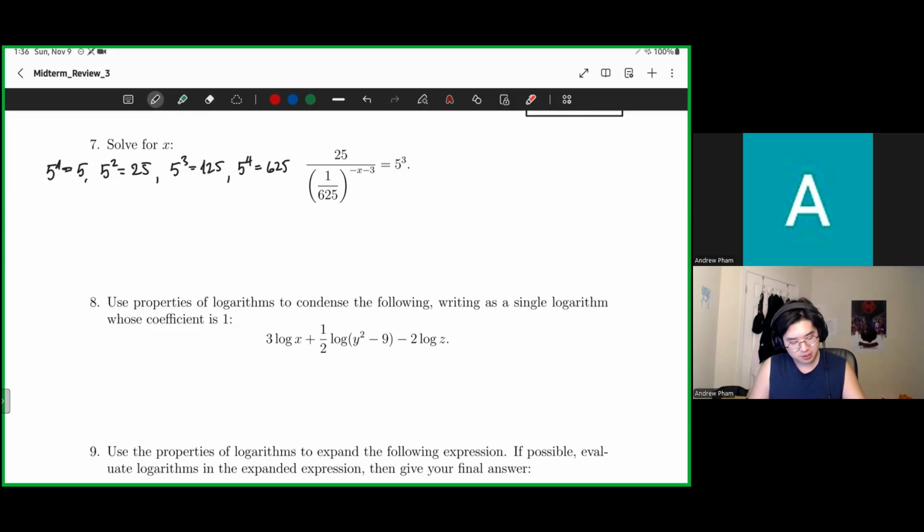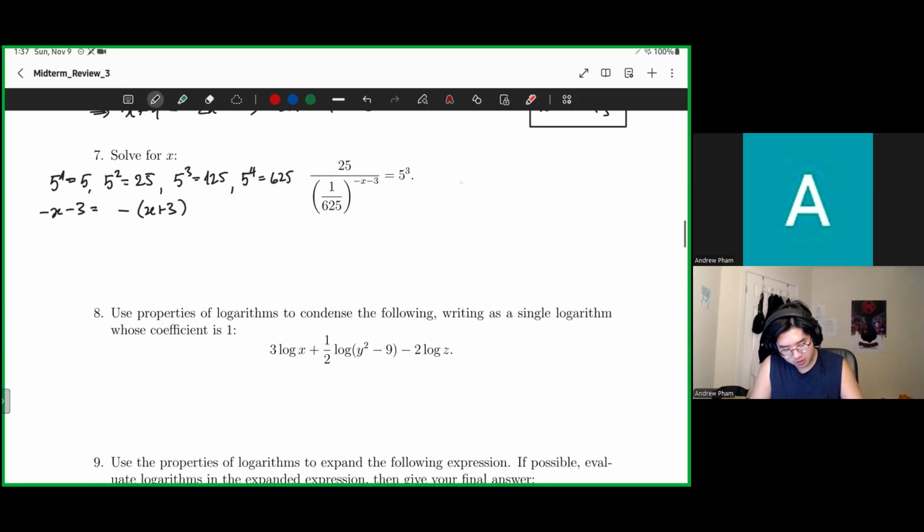The second thing I want to notice is that minus x minus 3 is simply just minus x plus 3 if I factor out the minus 1. Okay? So if I put those two together, if I change all these big numbers like 25 and 625 in terms of powers of 5, I can think about simplifying the equation quite nicely. Oh, and also, it's fair to say that 1 over 625 is equal to 1 over 5 to the 4, which is just 5 to the minus 4 by your reciprocal rule.